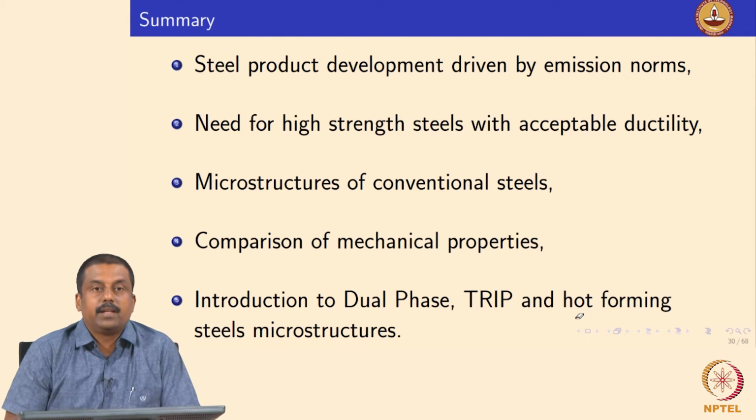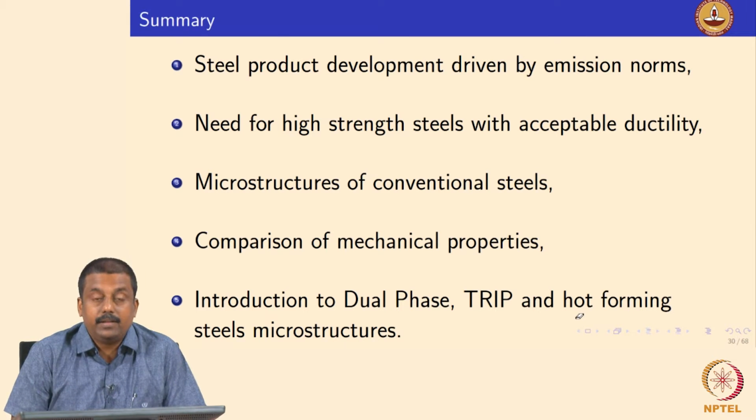these first and second generation and the third generation advanced high-strength steels, the steel product development is actually driven by the emission norms plus the improved crash performance required to meet the various standards. So the need for high strength steels with acceptable ductility arises because of these emission norms and lightweighting.